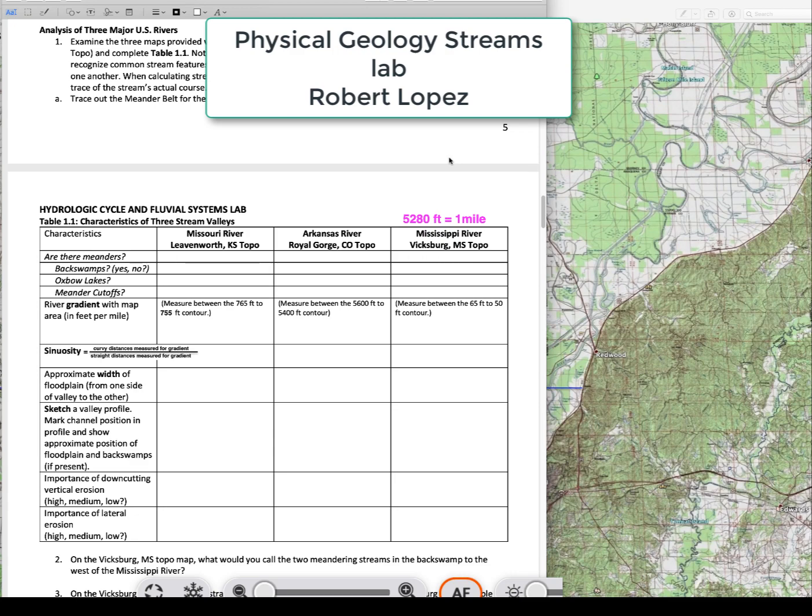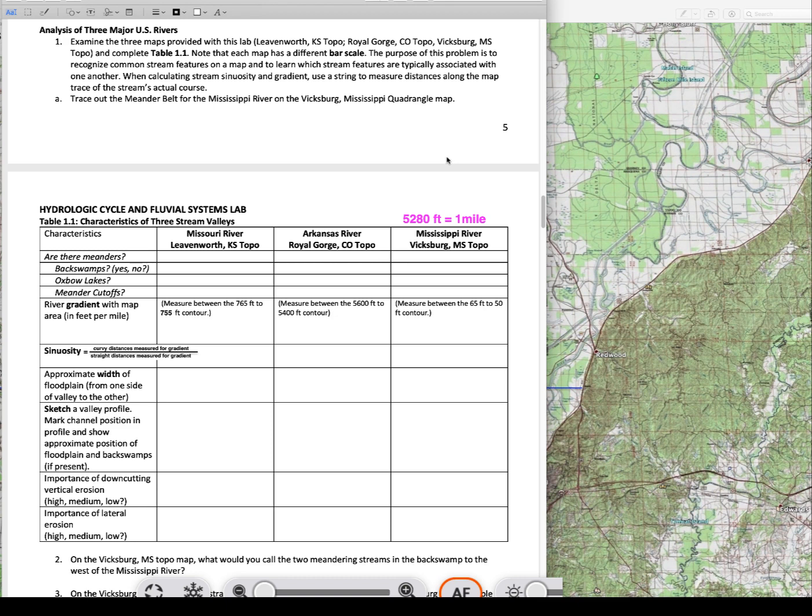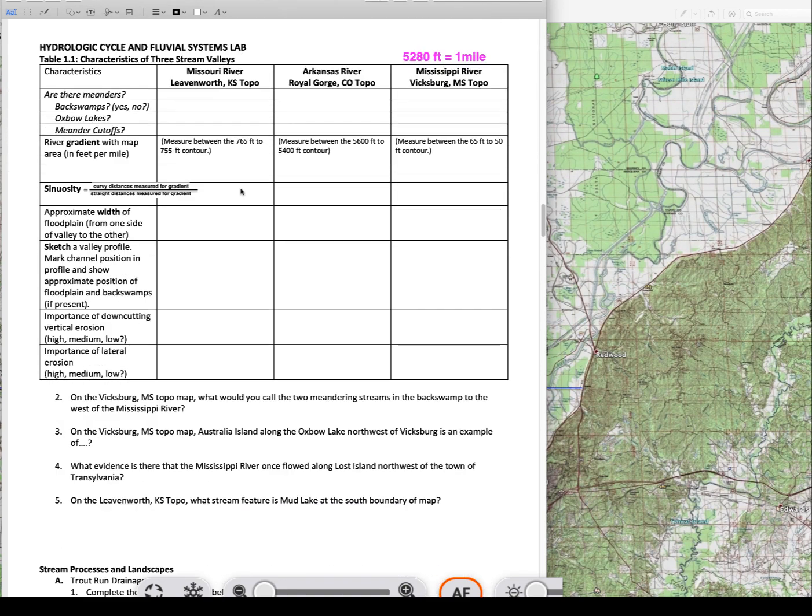Now this second part of the lab is looking at three major U.S. rivers. We'll be looking at the Missouri River, Arkansas River, and the Mississippi River. Mainly what we're going to be doing here is filling out this table, looking at these topographic maps that I've put on Canvas for you. I don't want you to print them. I just want you to look at them on your computer. And so let's see how we're going to work these out.